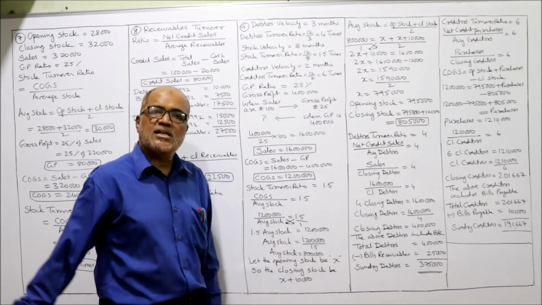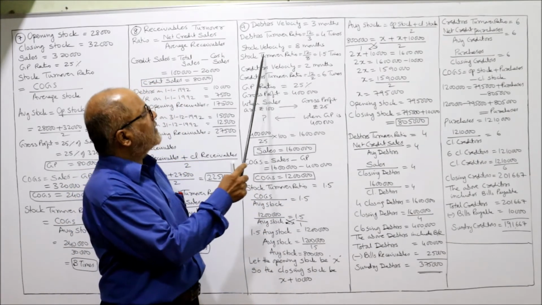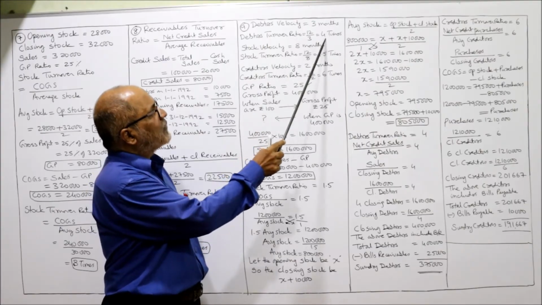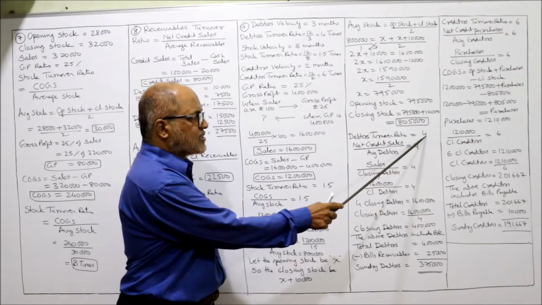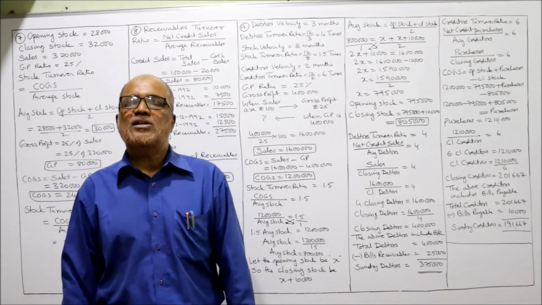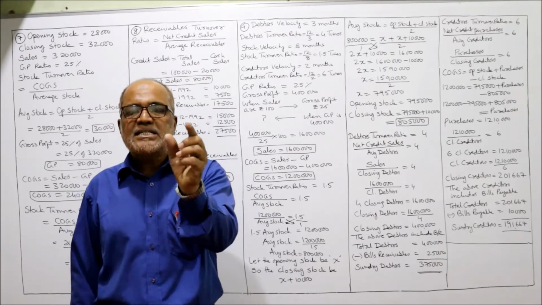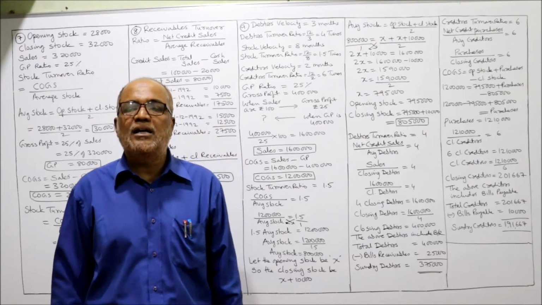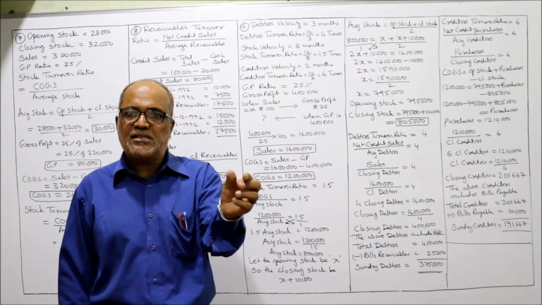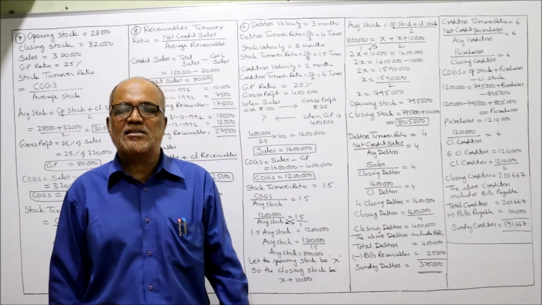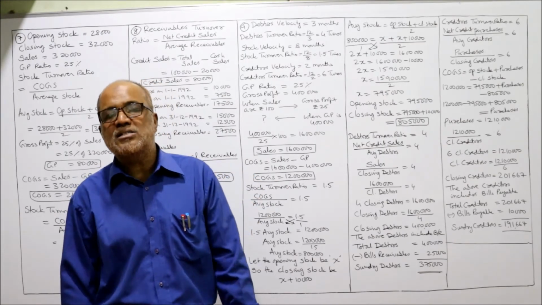Next, debtors turnover ratio. Already we have calculated that debtors turnover ratio is 4 times. So debtors turnover ratio is equal to 4. What is the formula for debtors turnover ratio? Net credit sales divided by average debtors. This is the original formula for debtors turnover ratio.